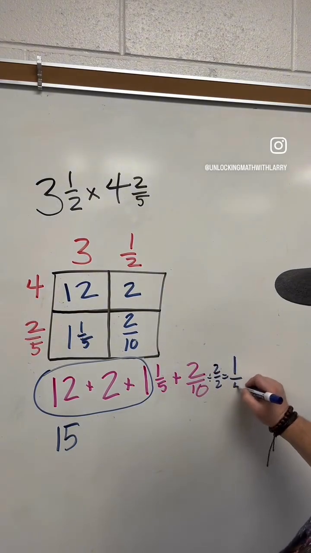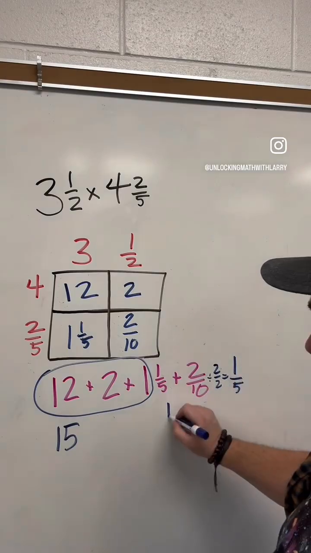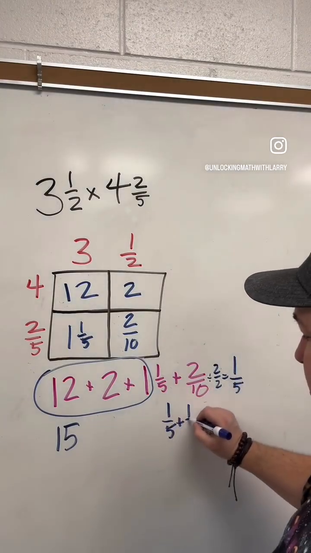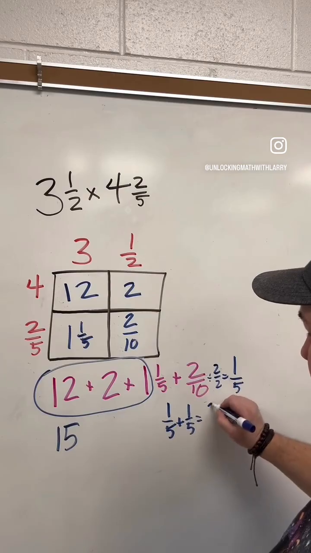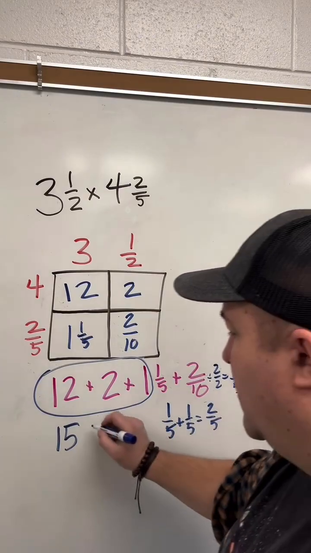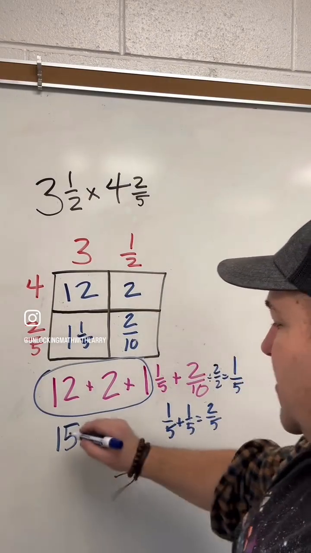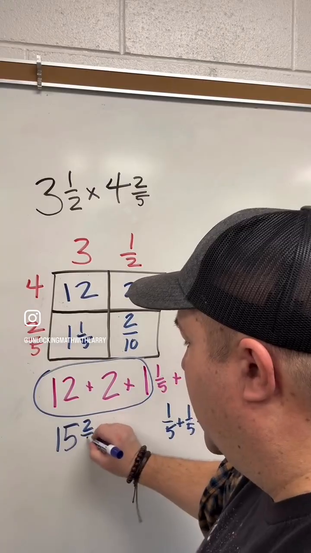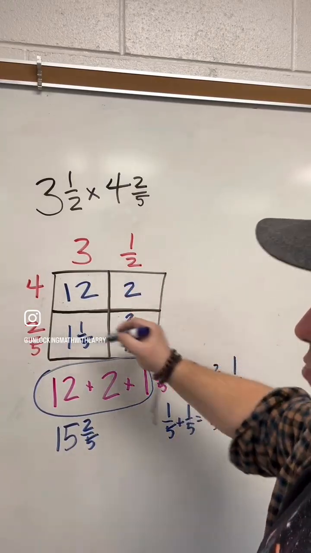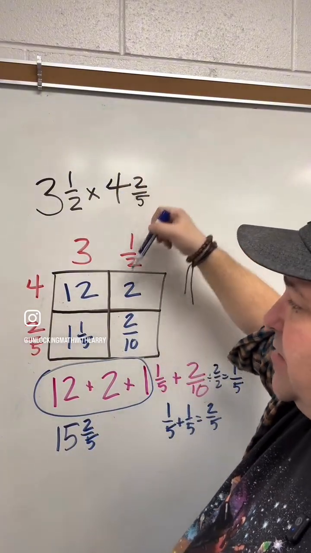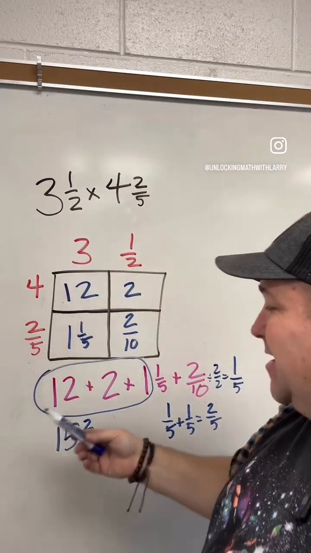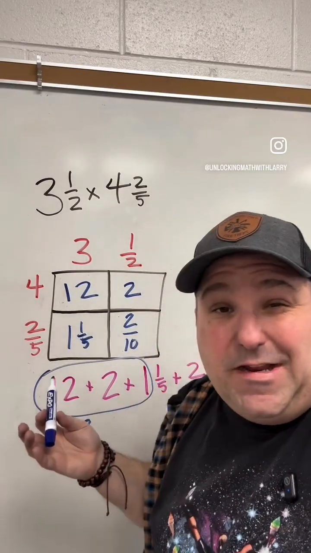10 divided by 2 is 5. So I have 1/5 plus 1/5. So it's going to be 2/5, okay? So our final answer, put the 2/5 with the 15. 15 and 2/5. So just break it up into your whole number and your fraction. Find your four partial products, add them up, and simplify where you need to.